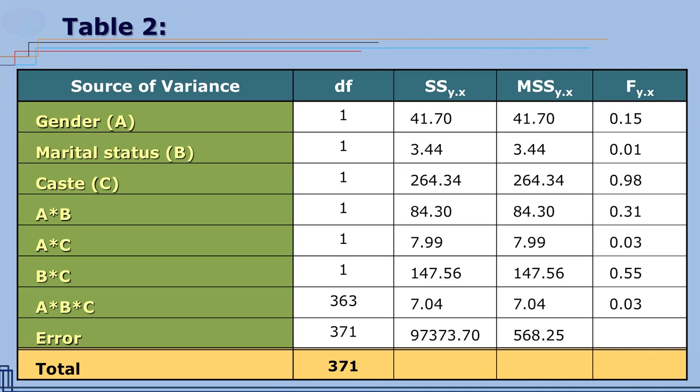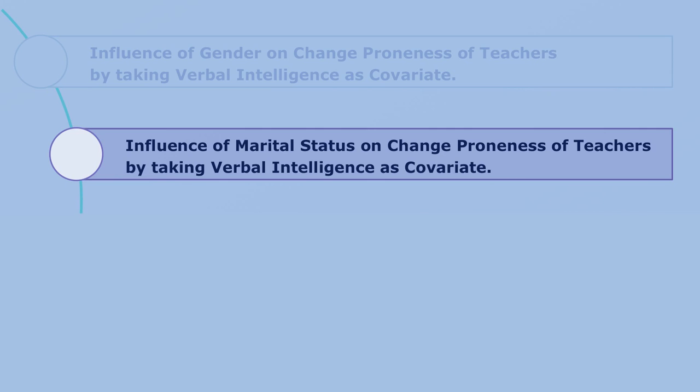Thus, the null hypothesis that there is no significant influence of gender on chain proneness of teachers when verbal intelligence was taken as covariate is not rejected. It may therefore be said that gender did not influence significantly the chain proneness when verbal intelligence was taken as covariate. Influence of marital status on chain proneness of teachers by taking verbal intelligence as covariate.